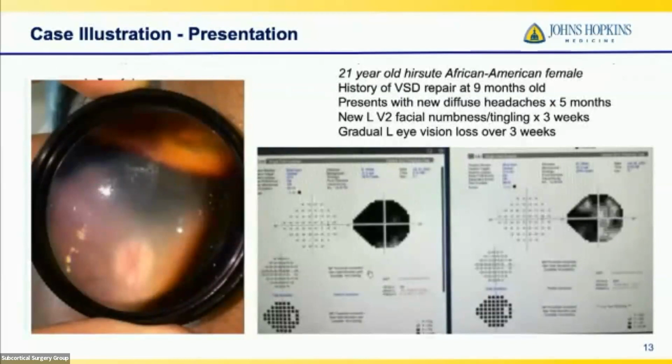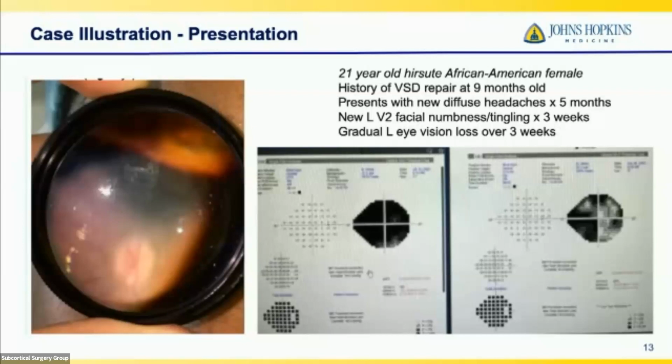So just a few weeks ago, this patient presented to Johns Hopkins Hospital in our ER. She was a 21-year-old hirsute African-American female. She had a history of VSD repair on her heart at about 9 months of age. She presented with months of new, pretty diffuse headaches, new left V2 facial numbness for a few weeks, and gradual left eye vision loss over 3 weeks, to the point that she was actually blind in her left eye when she came to the hospital.